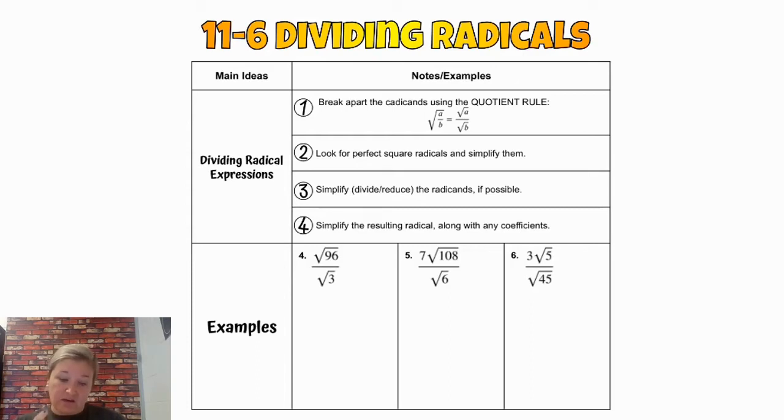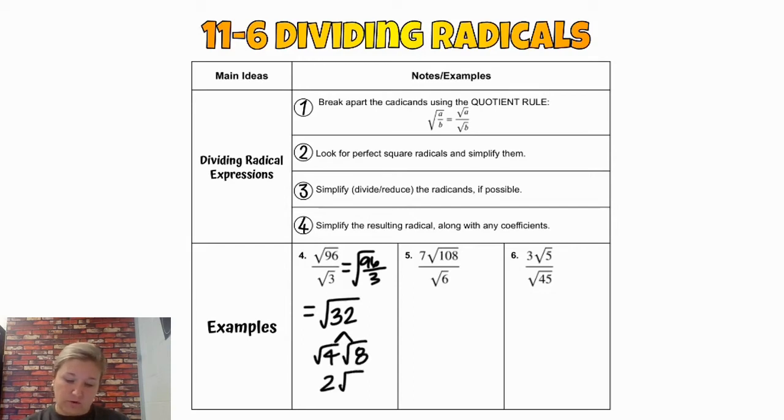So I think I could go ahead and write this as the square root of 96 divided by 3. So I'm going the opposite way. Then I can divide. So this would be the square root of 32, which has a perfect square in it, which is 4. So the square root of 4 times the square root of 8, which makes 2 square root of 8. So I went from here to here because I divided 96 divided by 3 gives me 32. Then I simplified from there.